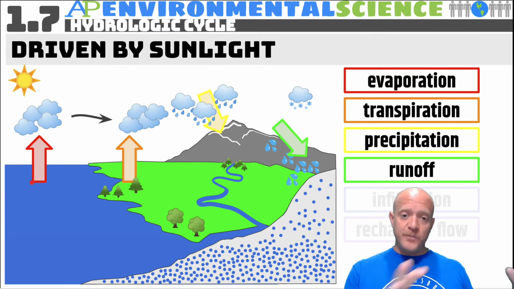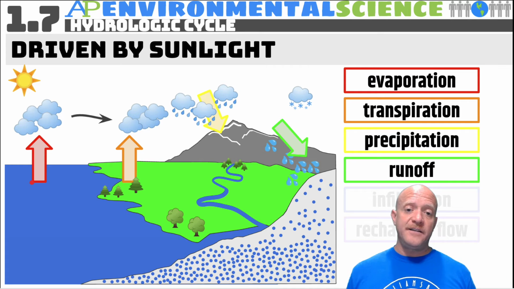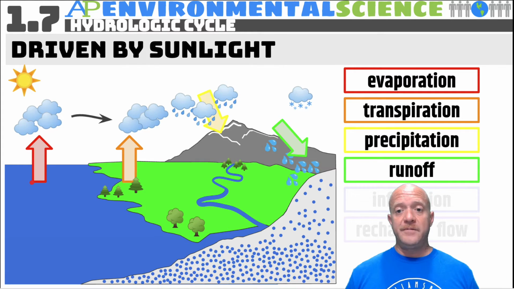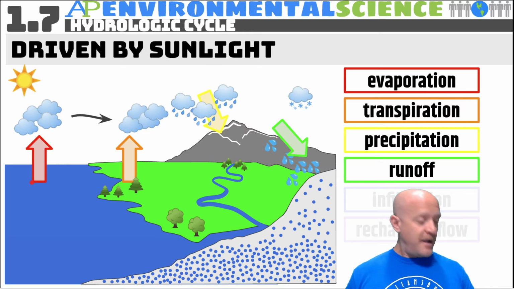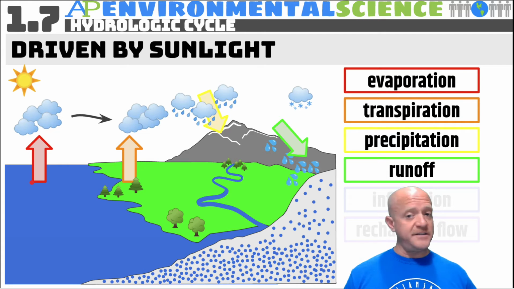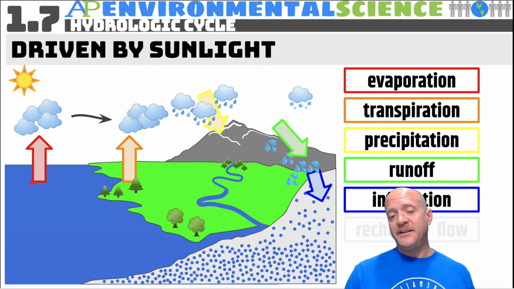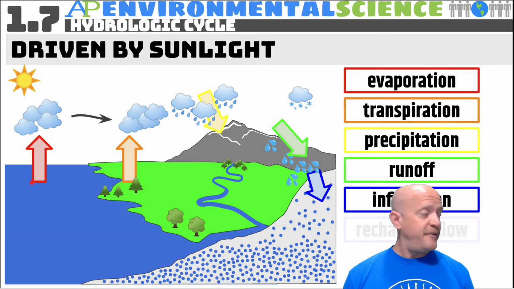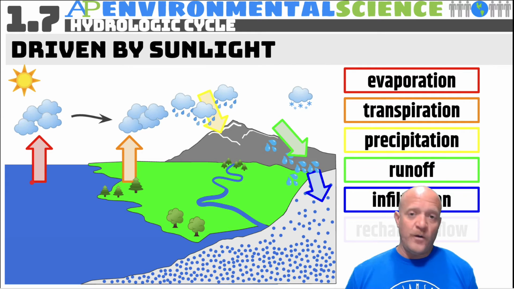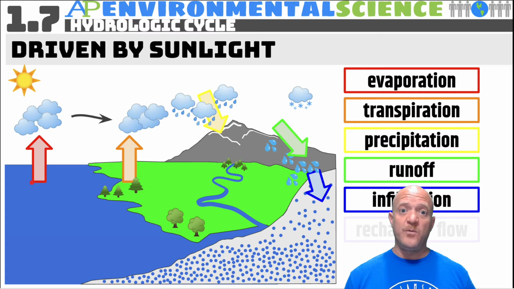Now, runoff is when it moves along the surface of the earth. So precipitation is falling back to the earth. Now, when it flows into a river somewhere else, that is runoff. Infiltration is when it is absorbed into the soil. So infiltration, if you've ever seen water draining into the soil, like if you water your plants and you can see the water being absorbed, that is infiltration.